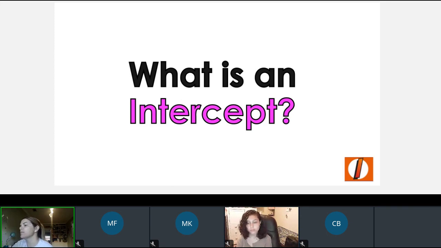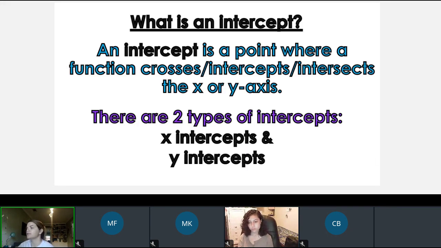All right, so now let's talk about what's kind of new for us today: what is an intercept? An intercept is a point where a function crosses, intercepts, intersects the x or y axis. For those of you that are football fans, an interception is where someone crosses in front and redirects the route. They take the ball, they cross. An intercept on a graph is the same thing. We're looking for the point where the function crosses. So if it crosses the x-axis, it's an x-intercept. If it crosses the y-axis, it's a y-intercept.